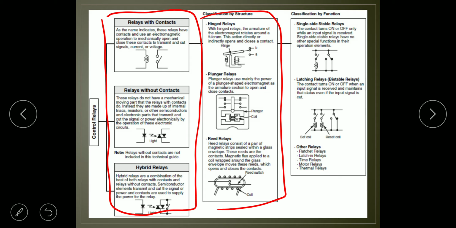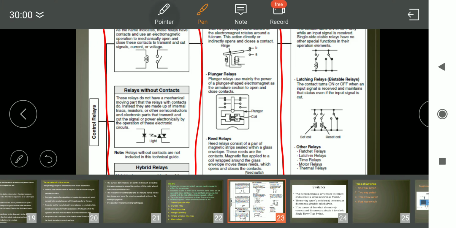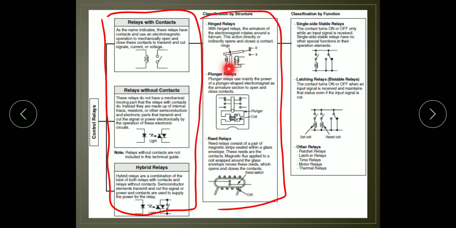Then the second classification is based on the structure. With a hinge relay, the armature of the electromagnet rotates around a fulcrum, and this action directly or indirectly opens and closes the contacts. This is nothing but the hinge, and this hinge rotates these contacts. A and B are the contacts. Now A contact is open and B is closed. Again, when this hinge is lifted to the downward direction, then B contact is open and A is closed, like this.